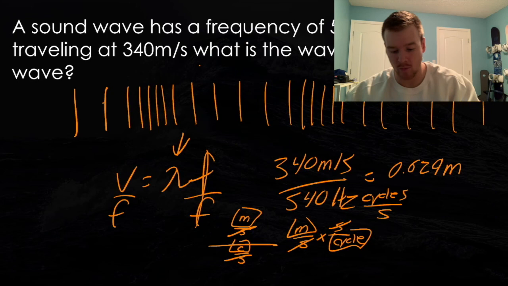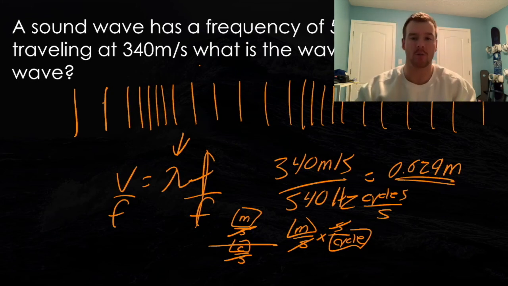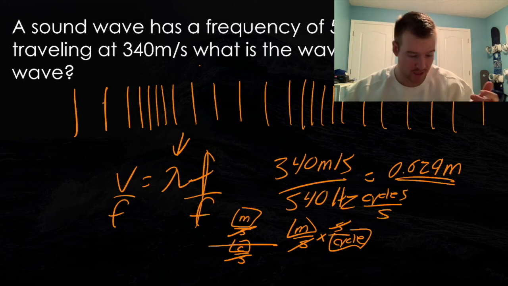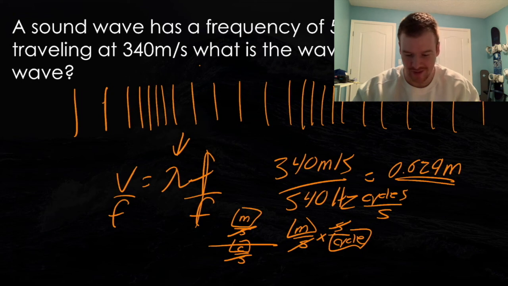So how long is the wavelength? It's going to be 0.629 meters. So the units do work out. And let's just round that to 2 significant digits. Oh, actually we had 3 significant digits, so we can leave it like that, 0.629 meters.